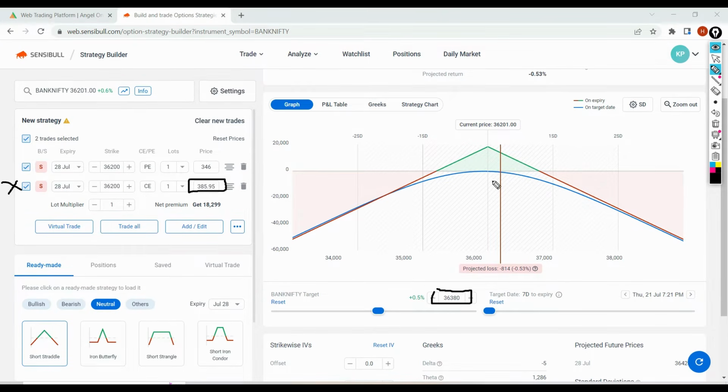To convert this to a strangle, you have to sell one more call. But what strike do you have to select? Because 36,200 is your put, which we have already sold. We are exiting it and we have to sell one more call. So what strike? Simple, 34,000 is a call, so you have to sell.